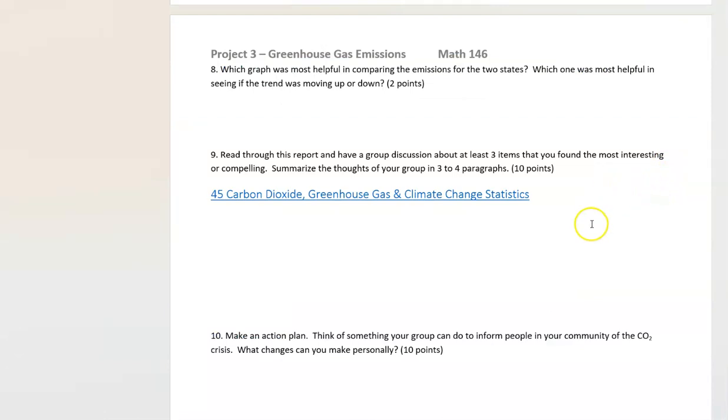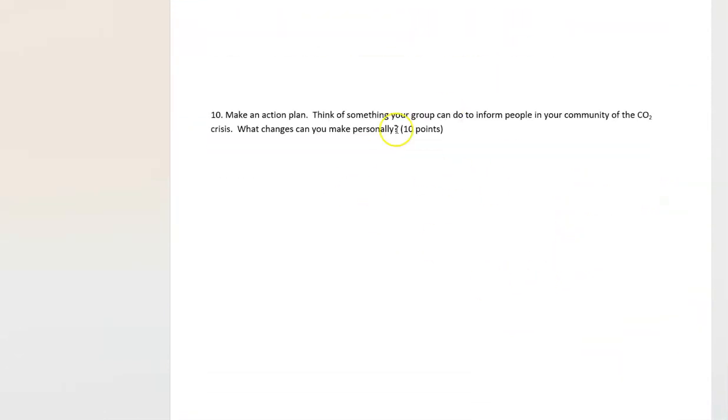And the last thing is to make an action plan. This is something, again, you need to be talking about as a group. Think of something your group could do to inform people in the community of the CO2 crisis. What did you see in the states? What could you do personally? I'd like you to take a little thought about that, not to say there's nothing I can do, but really think about what you could do as a group that might make a difference towards letting people know in your community, or in your family, or the people that you work with, about what's going on with CO2.